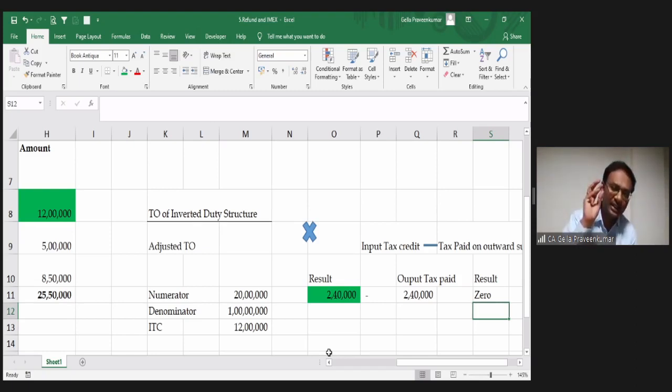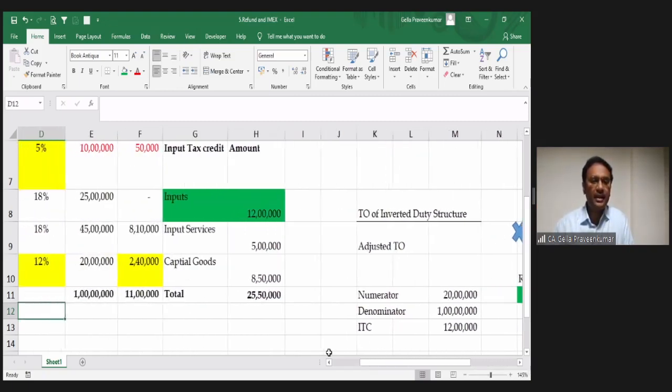Since your turnover is equivalent to this particular money, whatever taxes you paid on your inputs was used or utilized for any other category, you are not entitled to claim any refund on this particular category. Now, what if I change slightly my rate of tax?